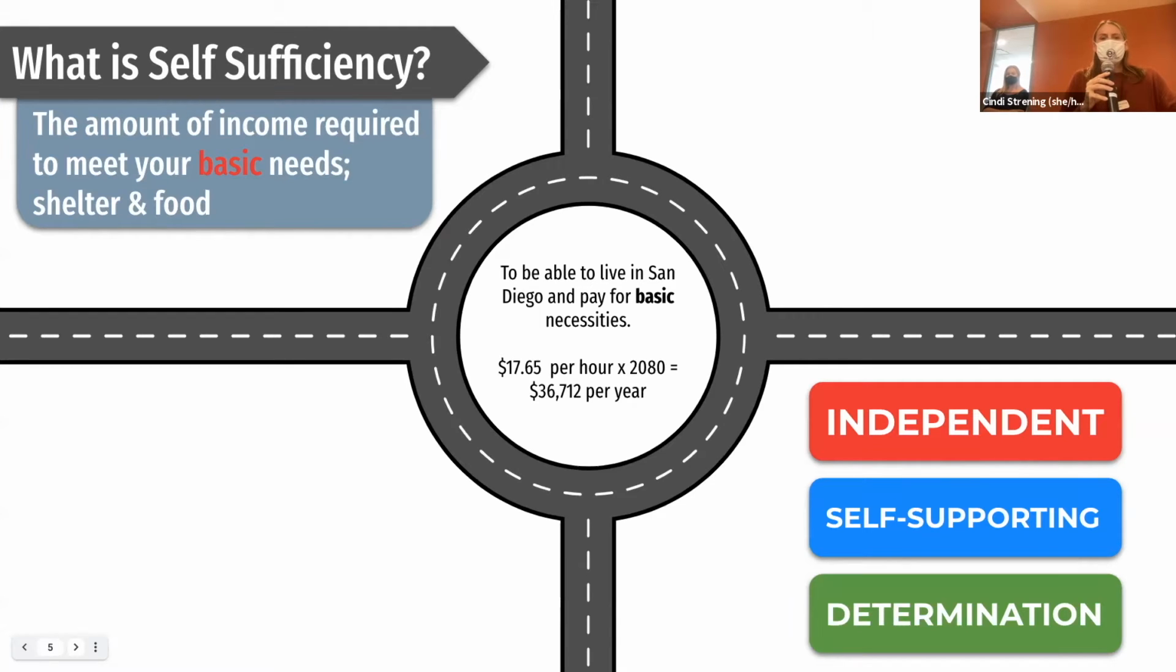So to be able to live in San Diego and be self-sufficient, this is just paying basic necessities, shelter and food. This is not Netflix. This is not vacations. This is basic needs. You need to make at least $17.65 an hour or almost $37,000 a year. Okay, so just remember that when you're thinking about what you want for your life. If you want to be able to afford Netflix, if you want to be able to afford dinners out and vacations, you need to make a lot more than this. Does that make sense? Okay.